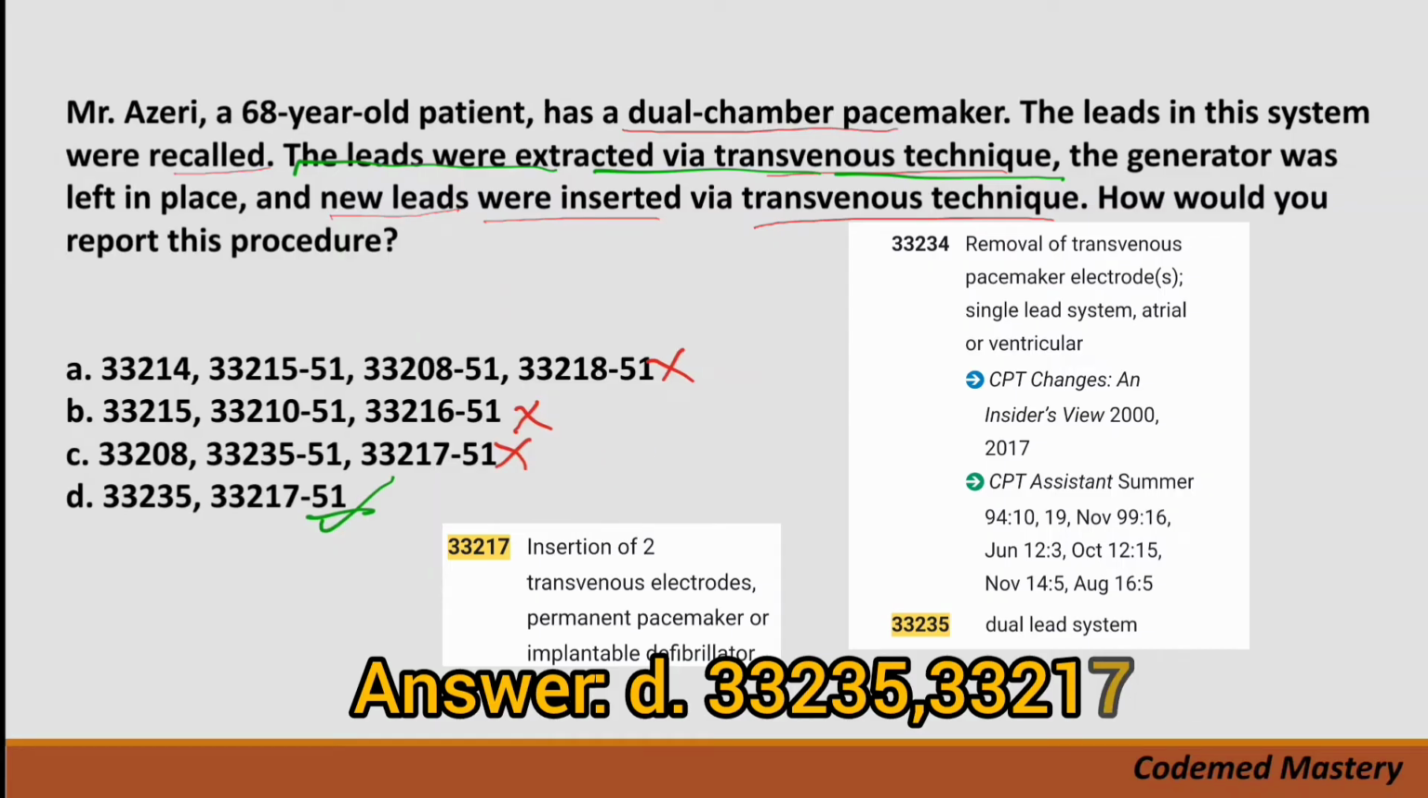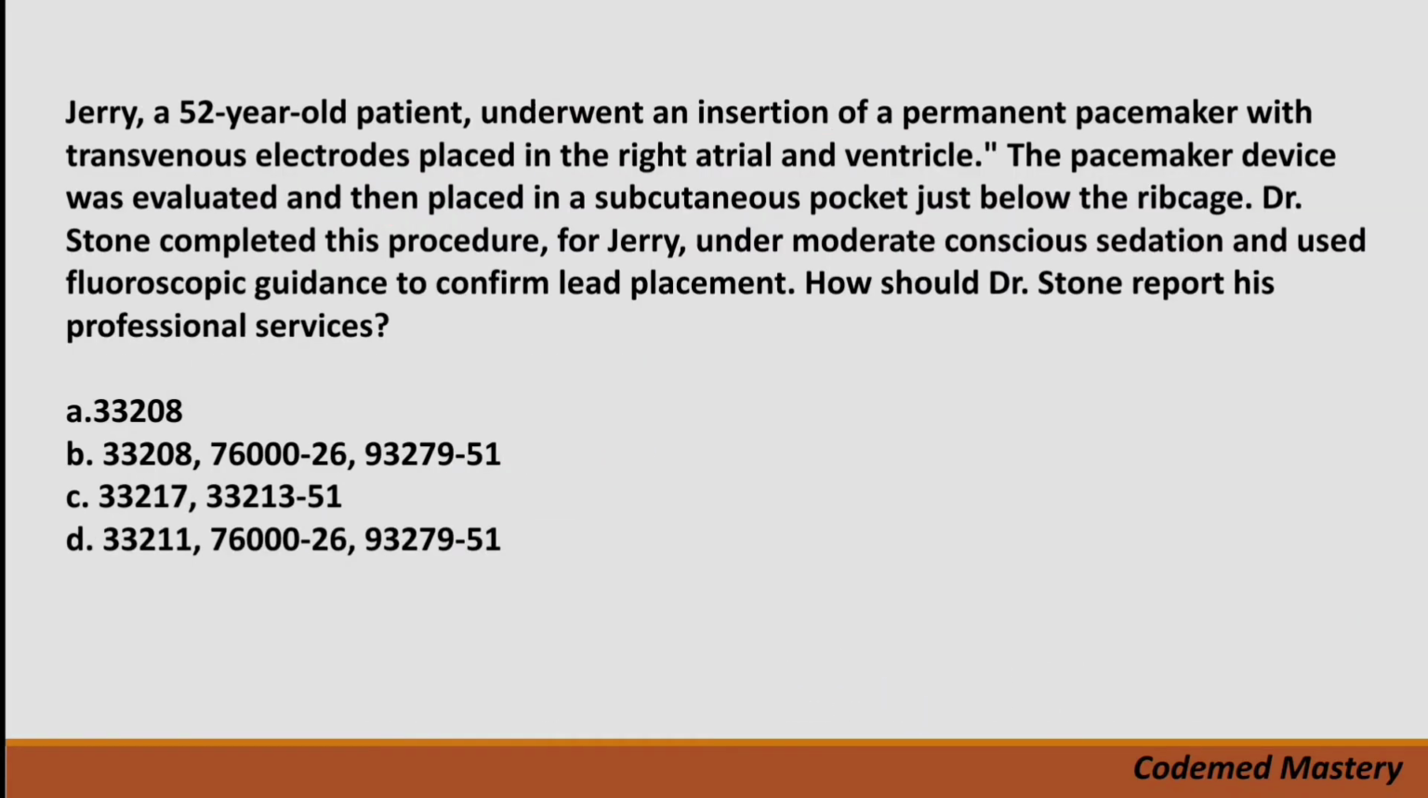Let us move on to the next question. Jerry, a 52-year-old patient, underwent insertion of permanent pacemaker with transvenous electrode placed in right atrial and ventricle. The pacemaker device was evaluated and then placed in subcutaneous pocket just below the rib cage. So here there is fluoroscopic guidance. So let us check option A, 33208.